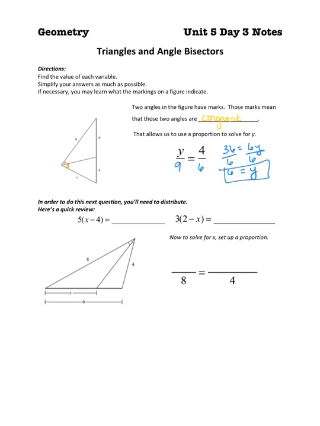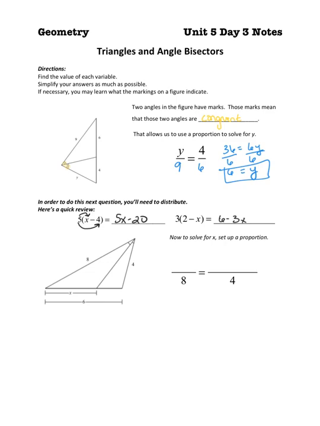All right, so now this one. Going to do a very quick review on distribution, which we sort of did without reviewing. 5 times x minus 4 is 5x minus 20. 3 times 2 minus x is 6 minus 3x. Do not forget to multiply each piece in the parentheses by what's outside.